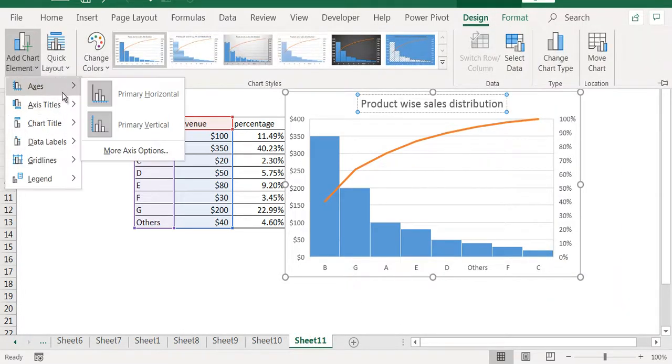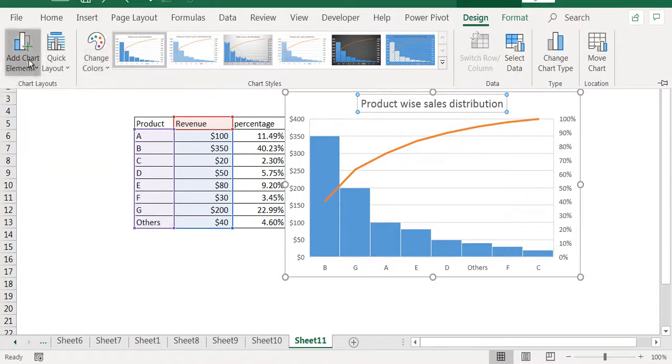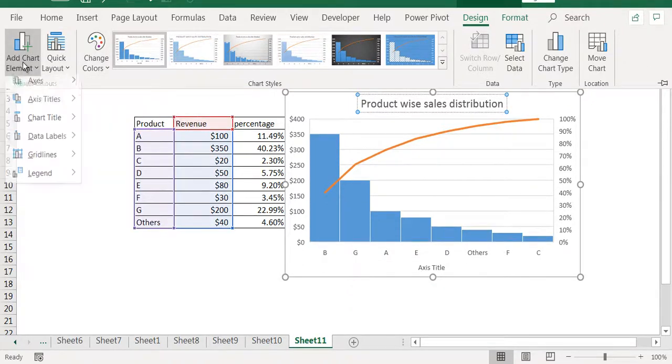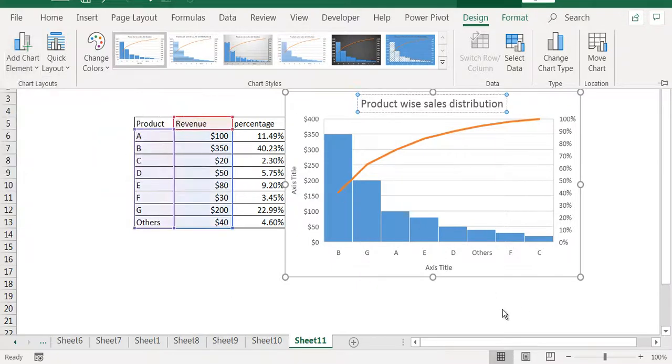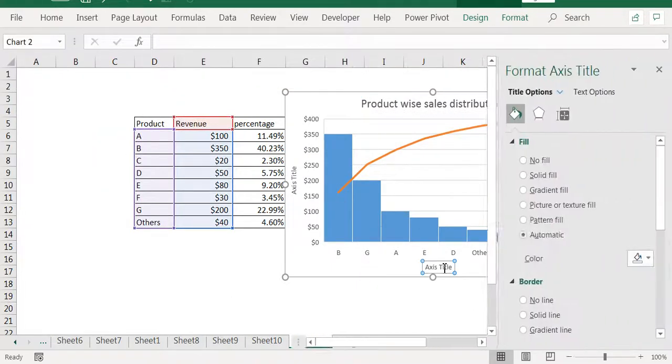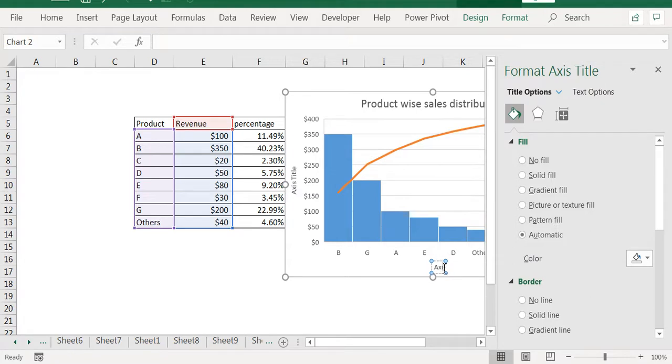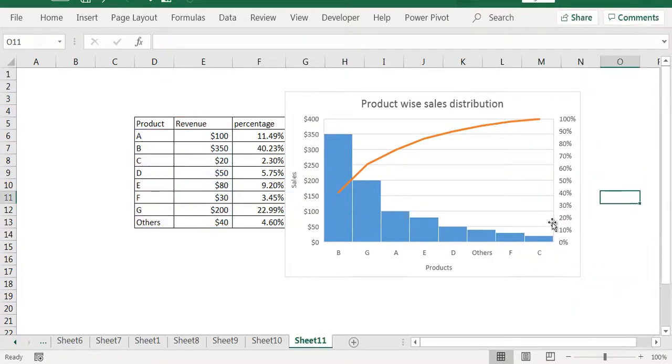So add chart element and axis title, primary horizontal, axis title, primary vertical, and here you can write products, and here you can write sales. Right. Make sure that you label it properly so that people understand what you have created.